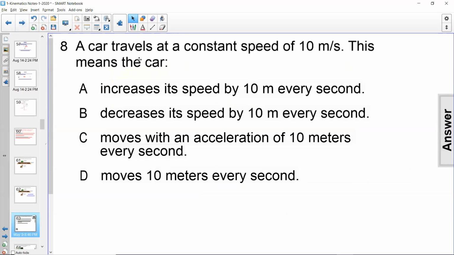Just put your answers in the chat and we'll see how you do on these. I'll read it out for you. A car travels at a constant speed of 10 meters per second. This means that the car: A, increases its speed by 10 meters every second; B, decreases its speed by 10 meters every second; C, moves with an acceleration of 10 meters every second; or D, moves 10 meters every second.